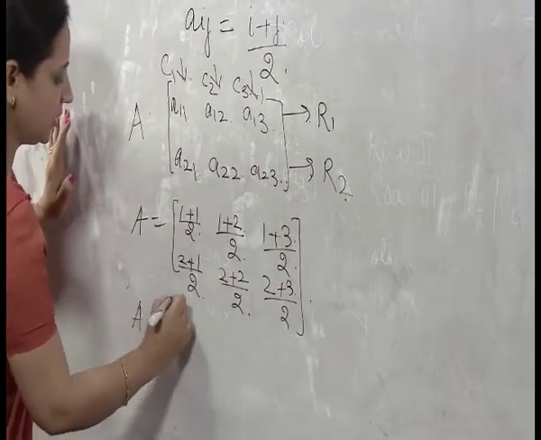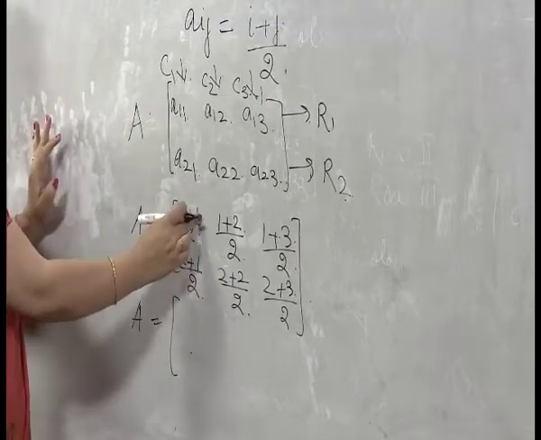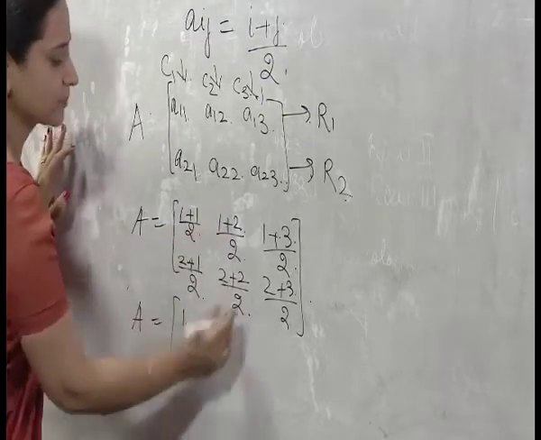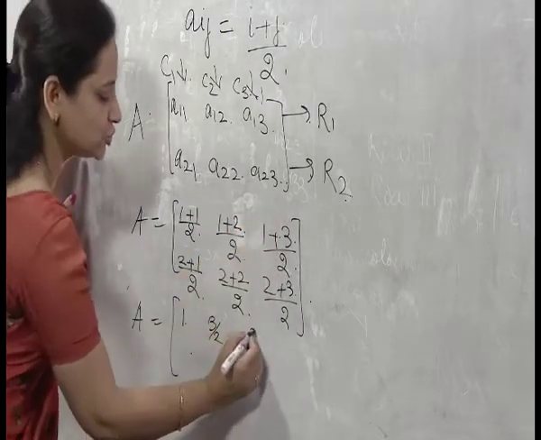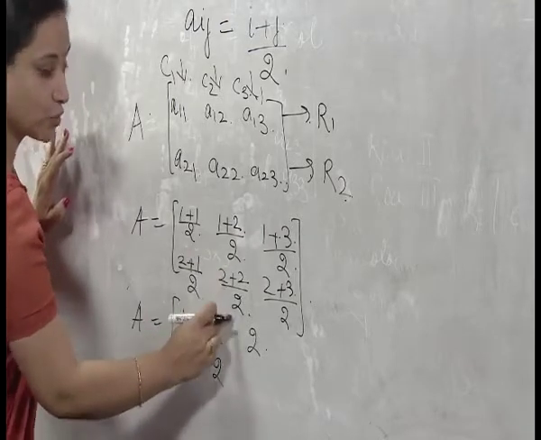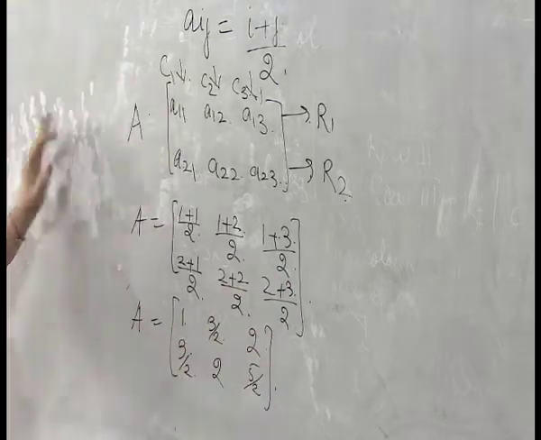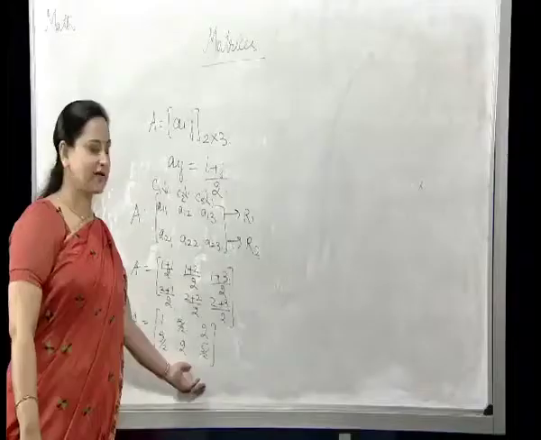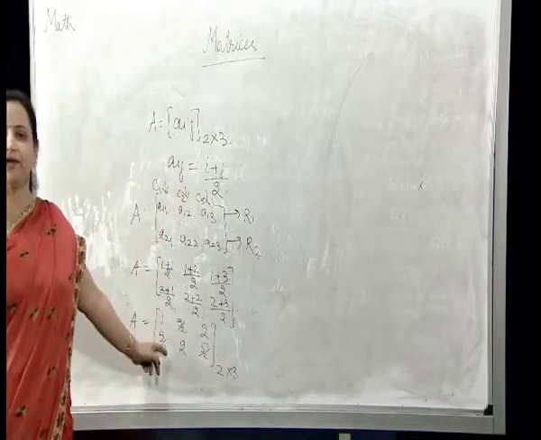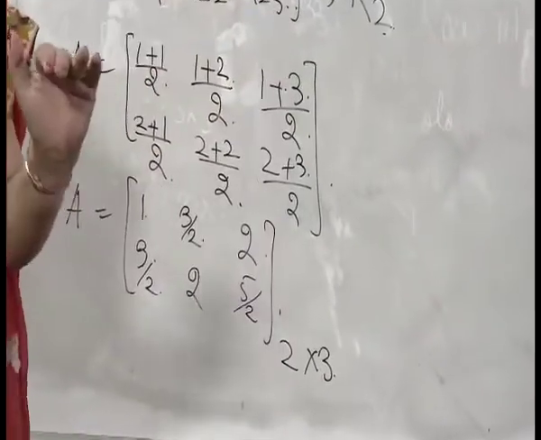So now we can simplify and write the elements of the matrix. 1 plus 1 by 2, 2 by 2, 1. 3 by 2. Then 2 plus 1, 3 by 2, then 2 plus 2, 4 by 2 is 2, and this will be 5 by 2. So that means now you have constructed a matrix of order 2 by 3 and the elements are given like this. This is how we will construct the matrix of given order.